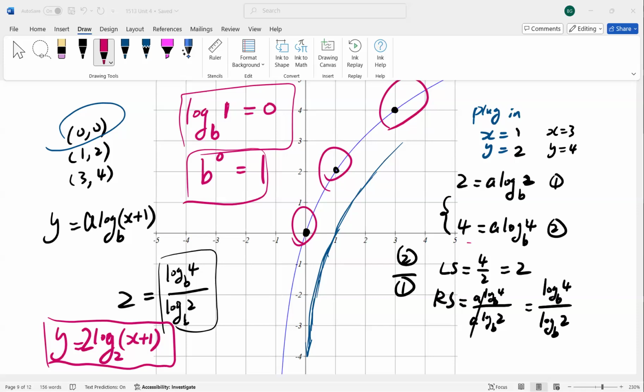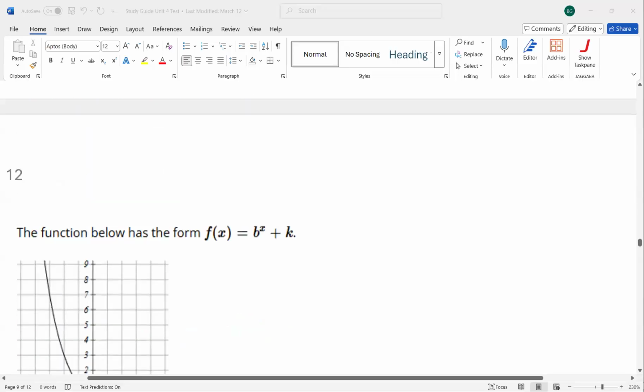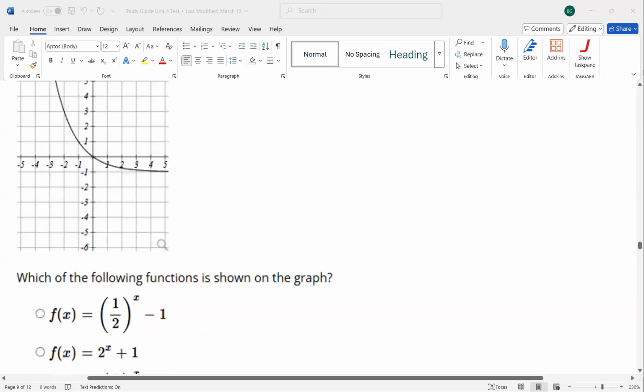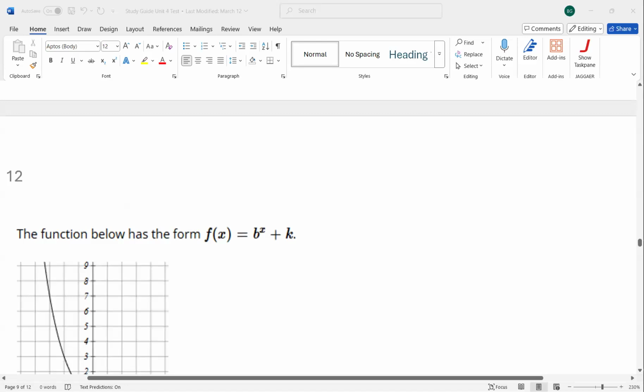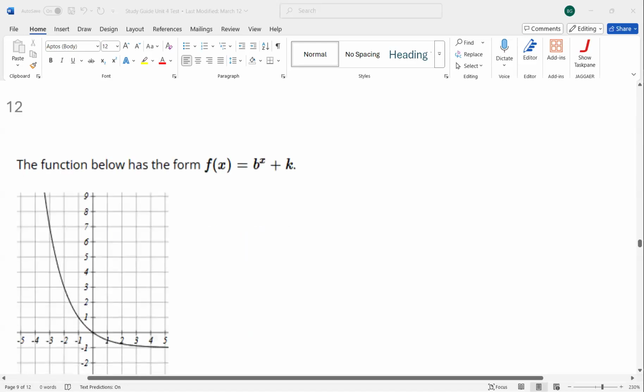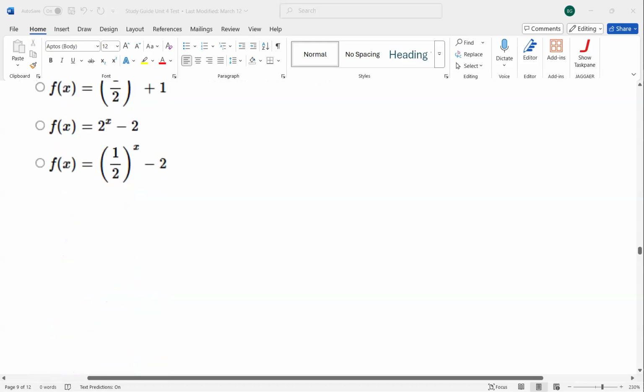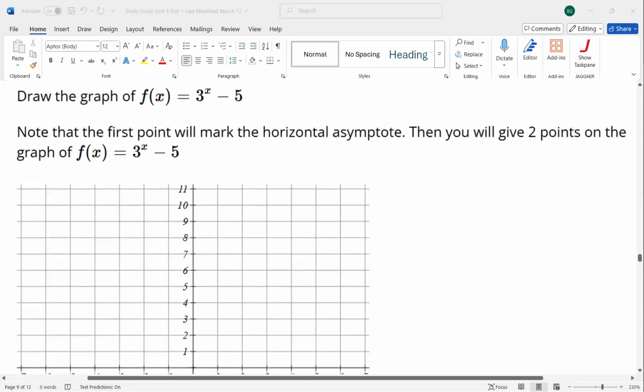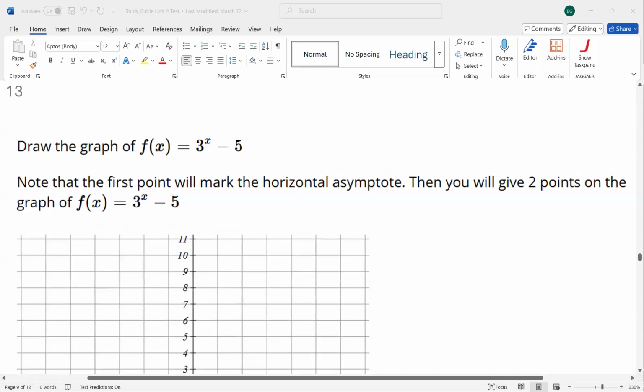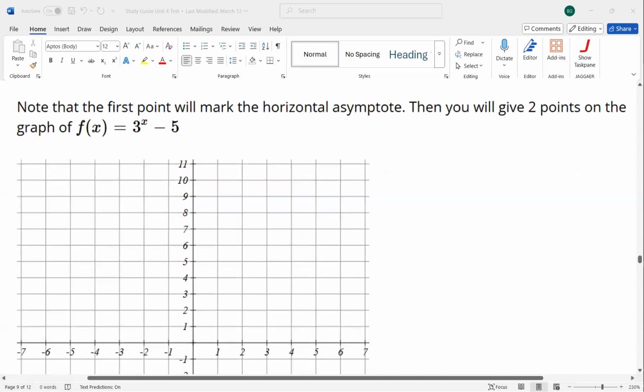The function below has... I can share the study guide for test 4. Yeah, I'm on this page on number 12. This one is not that bad. They give you the structure, you see that? They give you the function. Yeah, it's a lot easier. This is totally doable. This one is to graph the given function, which is also doable.